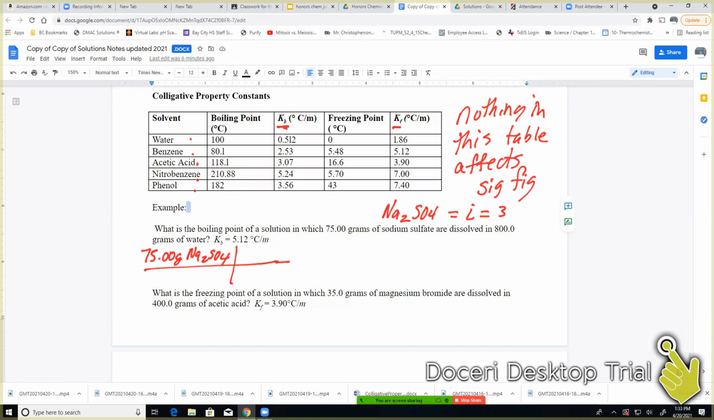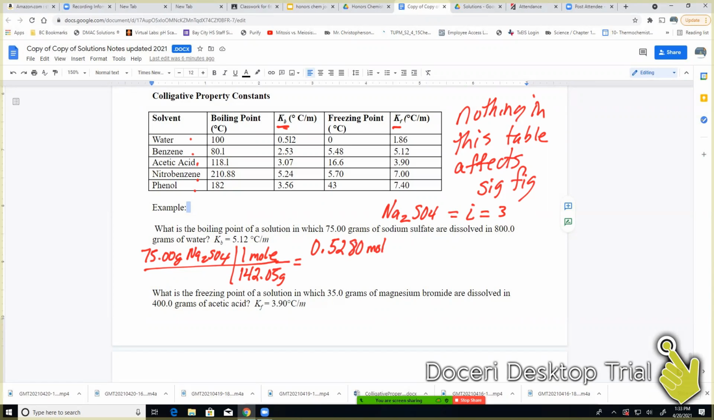And it has a molar mass of 142.05 grams per 1 mole. That 75 is 4 sig figs, so I'm going to do this as 4 sig figs, so 0.5280 moles.